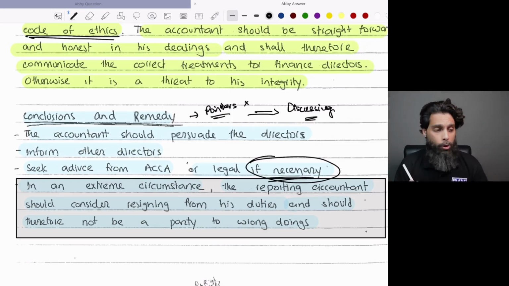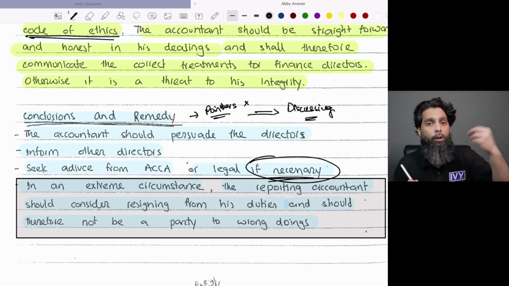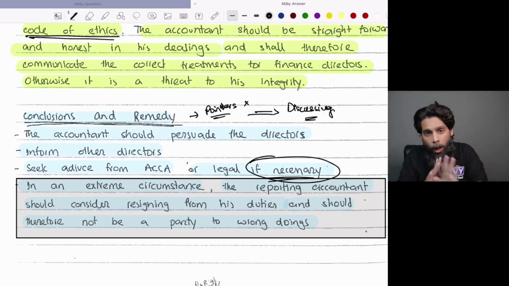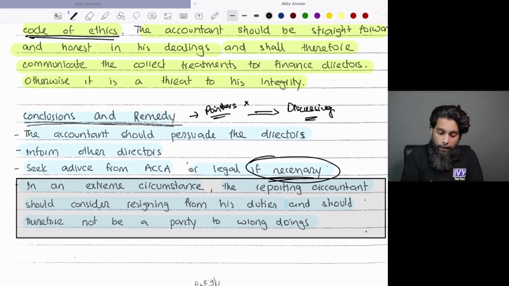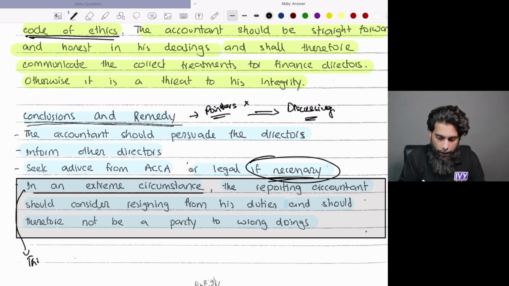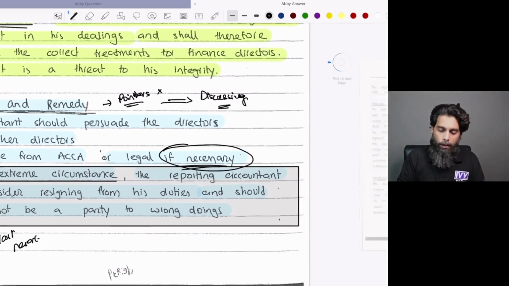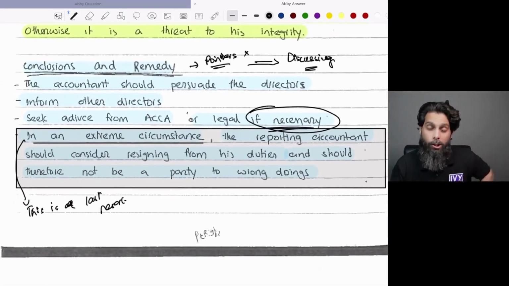You should not be okay with not providing an IAS 24 disclosure, not providing an IFRS 8 disclosure, not writing off a loss allowance, not providing for goodwill impairment. You should not become a party to this transaction and should consider leaving your job. But this is an extreme circumstance and a last resort. Remember, this is a last resort. So this is how you complete a question with conclusion and remedy as well.